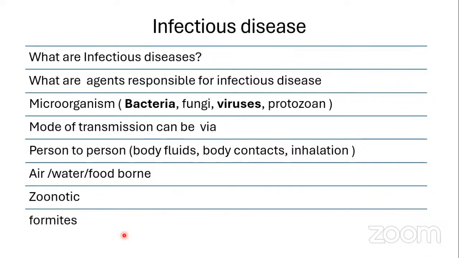So we also have fomites. Fomites are inanimate objects which can harbor an infectious pathogen. And if an individual places hands on such a fomite and takes it to their mouth, to their nose, to their eyes, or to any open part of their body, they can get infected by the infectious organism.